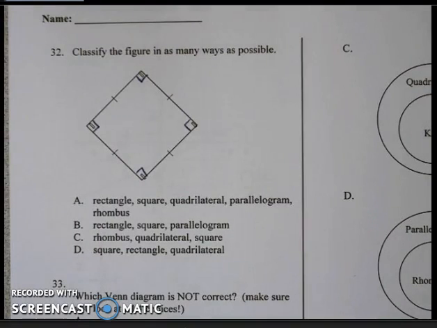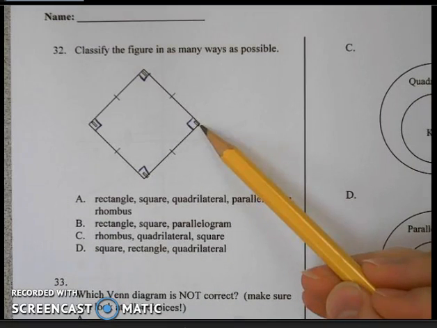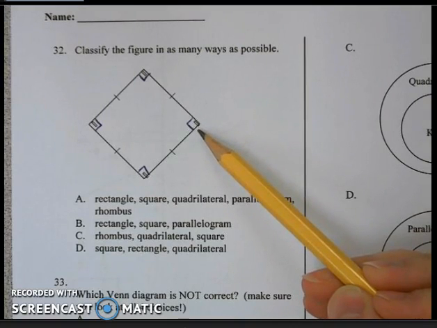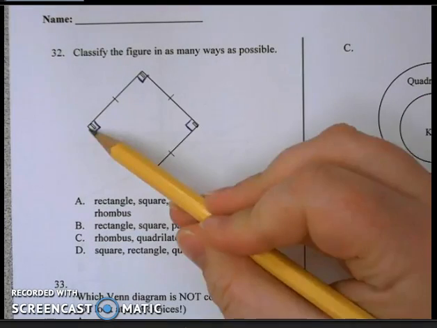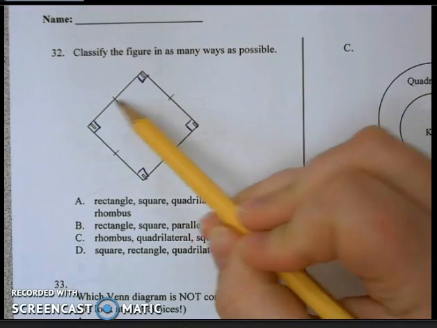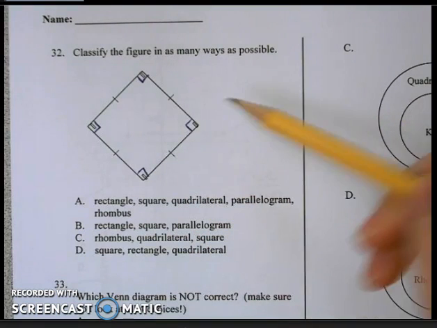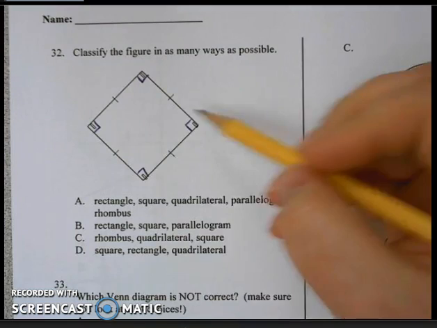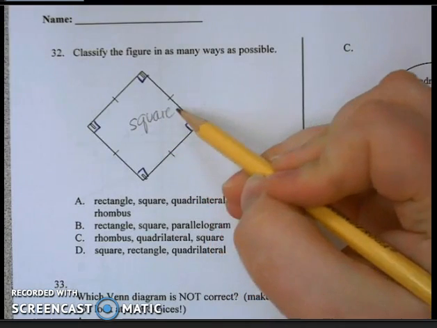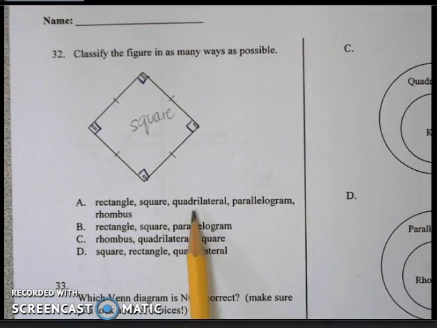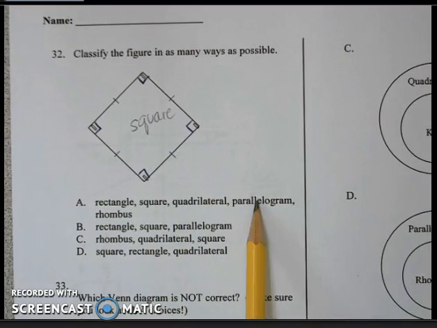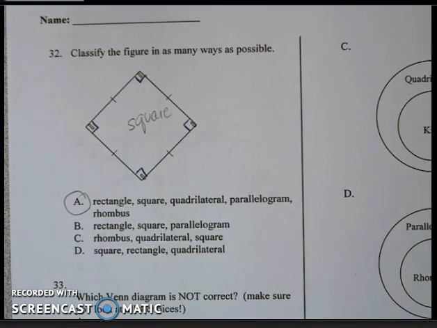Number 32. Classify the figure in as many ways as possible. When I printed this out, the right angle boxes look a little bit goofy, so I don't know if that's just because it was converted to a PDF document, but sorry. So all four of those corners are right angles, and I noticed that all four sides are congruent. So I know that we're looking at this and we're saying, hey, that's a square, which is totally correct. But remember that a square is the most specific type of quadrilateral. So this is a quadrilateral, and a parallelogram, and a rectangle, rhombus, and square. So a square is technically all of those things.